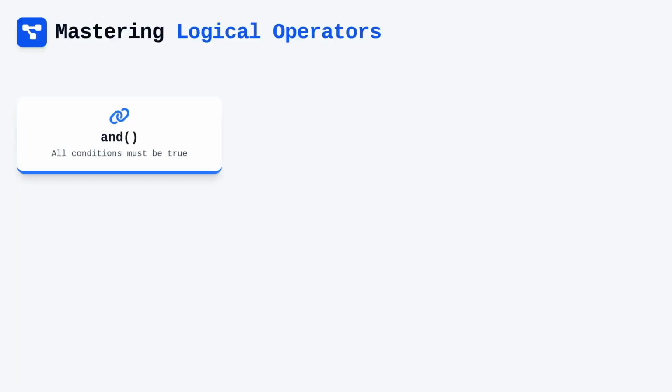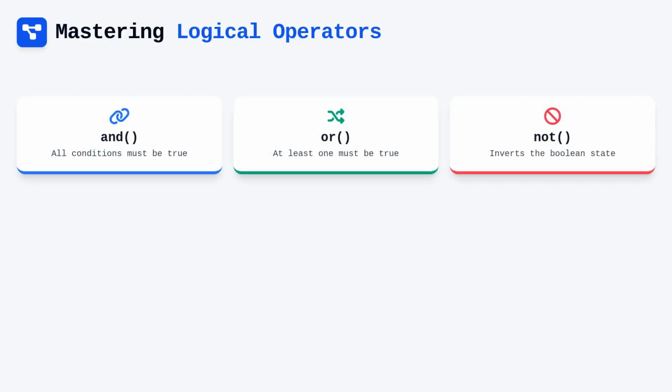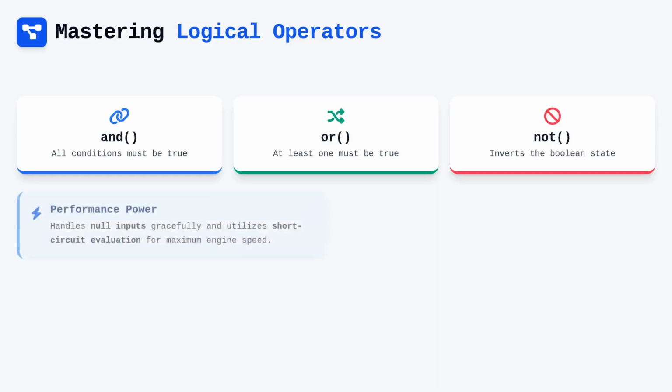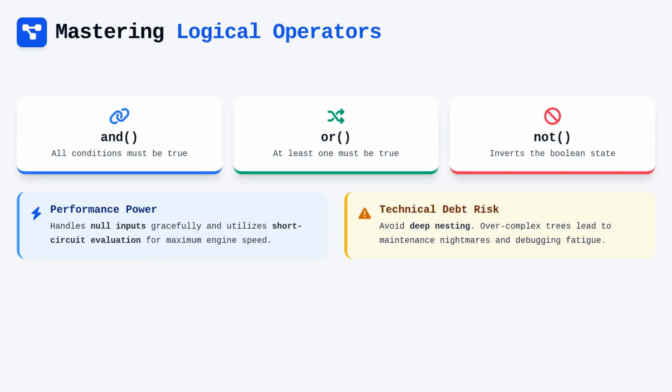Logical operators such as AND, OR, and NOT are the connective tissue that binds your conditions together into complex decision-making trees. While these might seem straightforward, their power lies in how they handle null inputs and their ability to short-circuit evaluation in certain contexts. When you chain multiple conditions, always consider the readability of your expression. Nesting too many logical operators can quickly become a technical debt challenge for whoever maintains the code next.